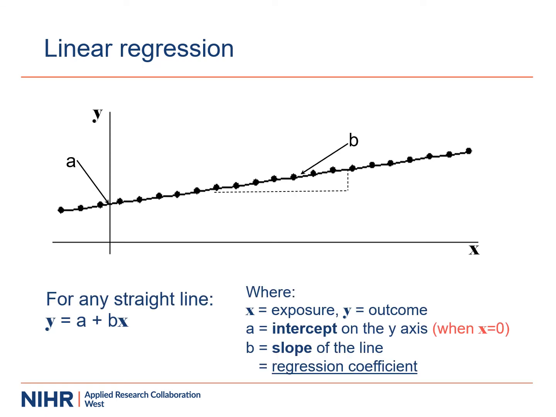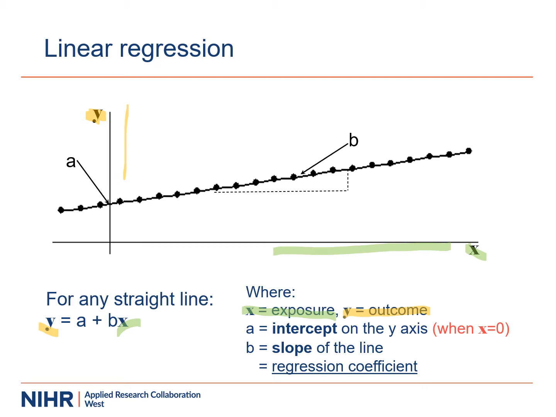Here we have an annotated version of the same graph with our equation. So we have the equation, which is y equals a plus bx. You may remember this from another course you've been on, a math course or a stats course, or perhaps from school. So let's go through it. We know about y already, which is our outcome, and it's on the y-axis, and we also know about x, which is our exposure, that's on the x-axis here.